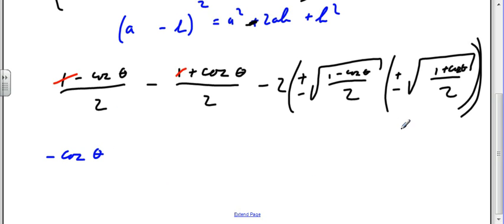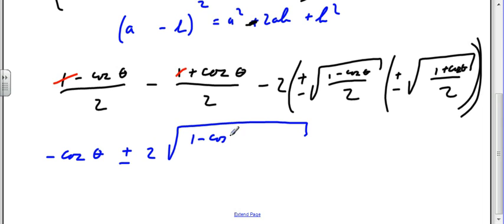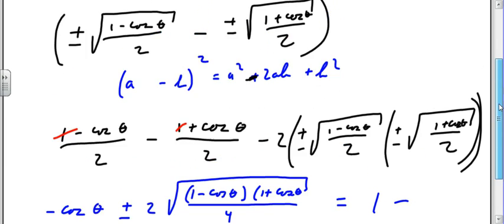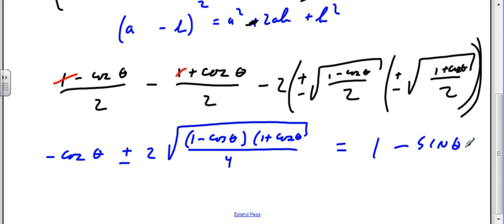Now what do I have over here? These guys are multiplying together. And I'm going to put the plus or minus there, because I could be multiplying plus times plus, in which case it's minus, or plus times minus, in which case it's plus. Okay, so I've got 2 square root of 1 minus cosine times 1 plus cosine divided by 4. And that's supposed to be 1 minus sine. Am I getting any closer? I got a 2 there and I got a 2 there.